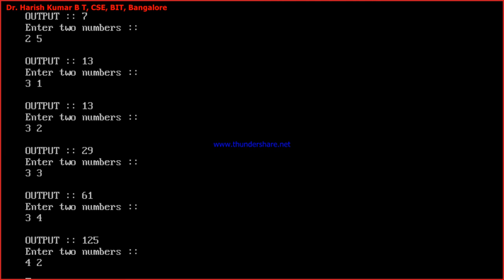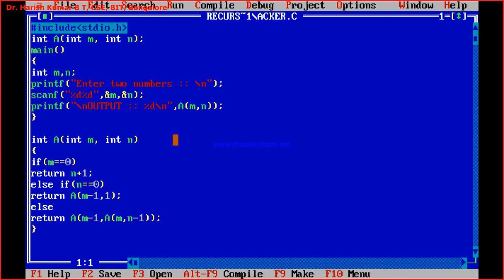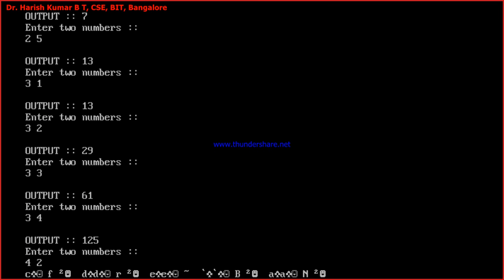See, it is taking time. You can just observe. 4 comma 2 I have written, I have pressed enter. That means it's still processing. Now it got finished. I'll press Alt F5. See the result? I'm not getting. Okay. That means it has grown too fast, faster than exponential, and there are no resources.